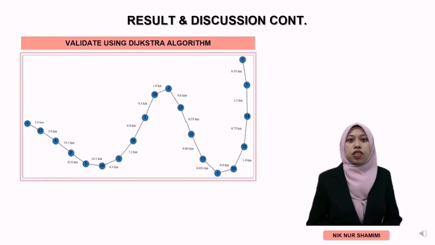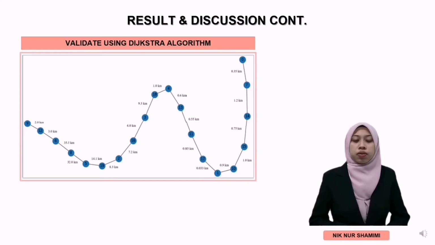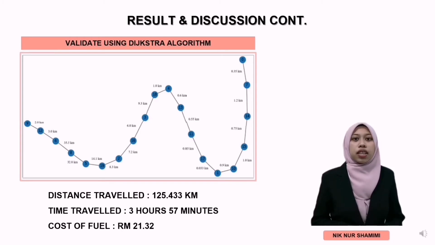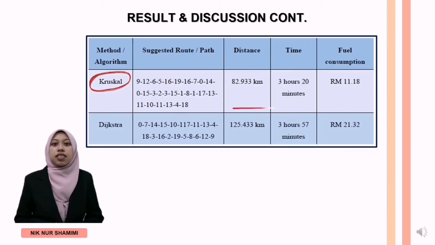Next, we validate the Kruskal result by using the Dijkstra algorithm. The same data of 20 places was applied to the Dijkstra algorithm to find another shortest path and distance for traveling in Penang. Once again, Python software was utilized in this model computation. Therefore, using the result obtained by the Dijkstra algorithm, we obtain the minimum spanning tree graph for the shortest path like this. As we can see in the graph, node 0 is CONT and node 9 is Penang National Park, which are the terminal nodes. The total distance is 125.433 kilometers. The total travel time is 3 hours and 57 minutes, while the cost of fuel is 21 ringgit and 32 cents. To sum it up, this table shows the comparison of the results between the Kruskal algorithm and the Dijkstra algorithm.